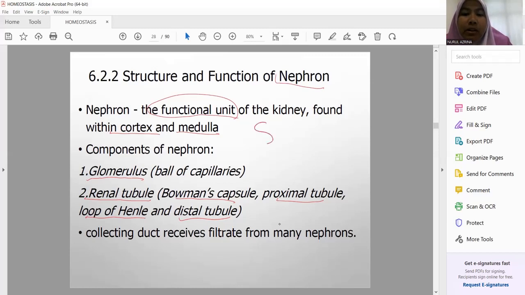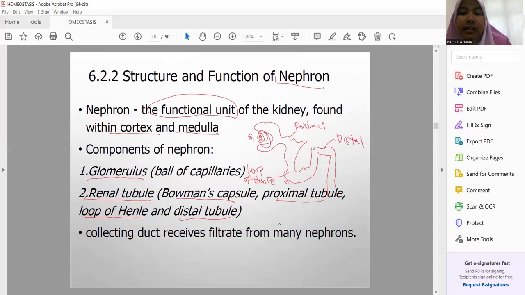So if we can draw a simple picture like this, you have here the glomerulus. Here is the proximal tubule. Here is the loop of Henle. And here is the distal tubule, including the collecting duct. The collecting duct receives filtrate from many nephrons, because the collecting duct can connect more than one nephron together. That's why the collecting duct acts as a receiver of filtrate from many nephrons.